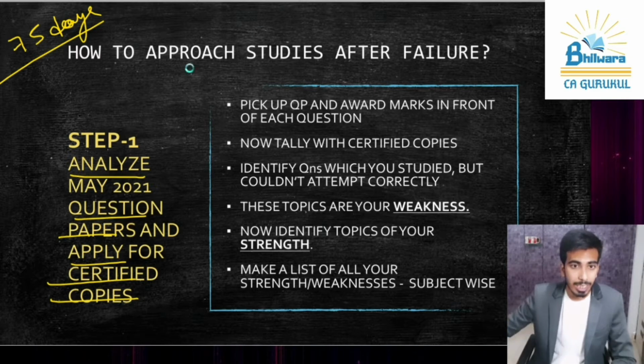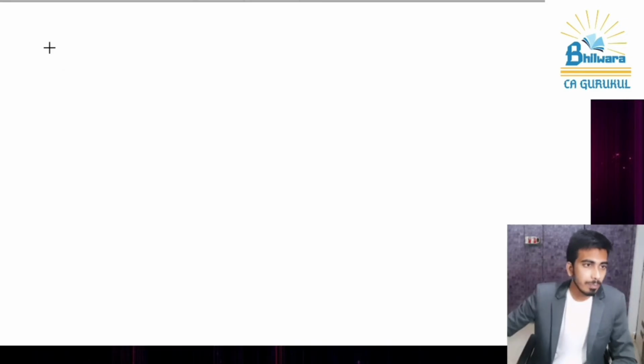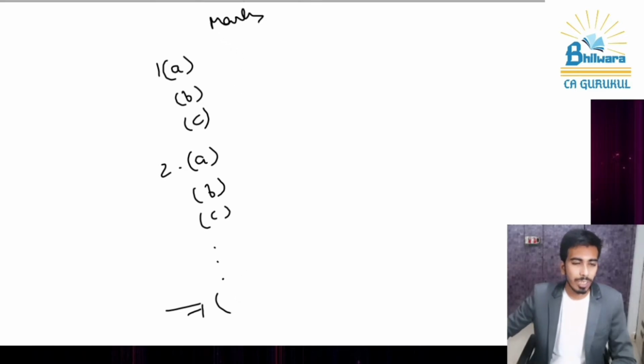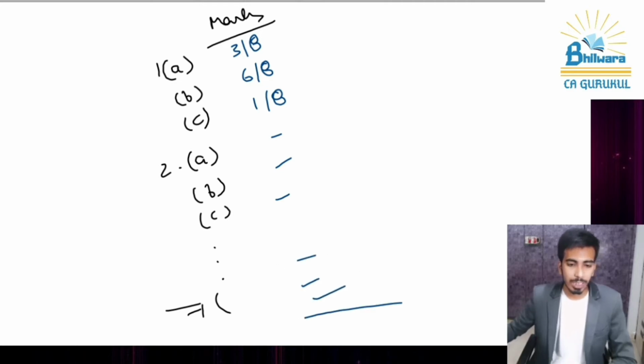Basically, analyzing is like if you see 1A, 1B, 1C, then 2A, 2B, 2C, and that goes on till the 7th question. What you have to do is allot marks in that. Like if you think in 1A I am going to score 3 out of 8, 1B I attempted perfectly, so 6 out of 8, 1C I have attempted a theory question, and this way you have to give all your marks and then total them, like it comes to 57.